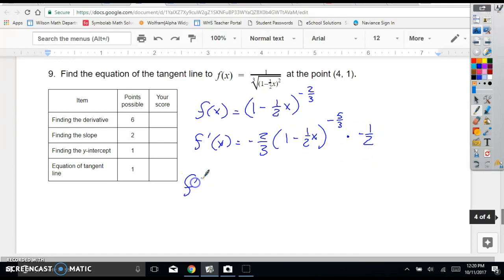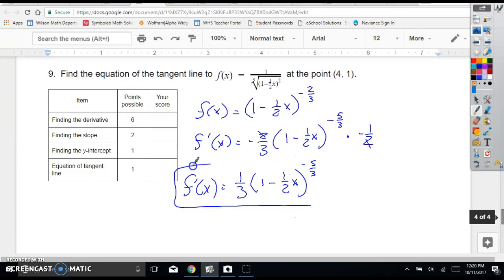So let's go ahead and simplify this. These 2's are going to cancel out. It's going to be a positive 1/3, and I'm going to have (1 minus, sorry about the mark there, half x). This will be to the -5/3. There's your derivative. That's probably the easiest way to do that. So, check. Now let's find the slope. We want to know the slope when x is 4, so I'm going to go ahead and put 4 in here.